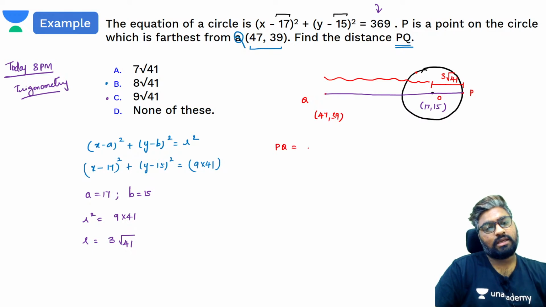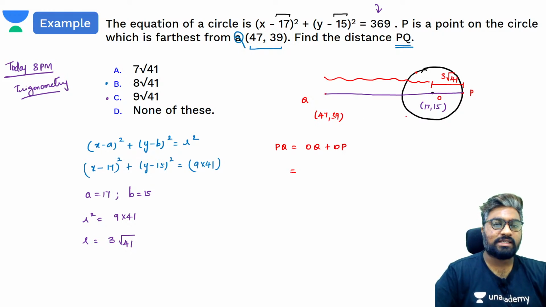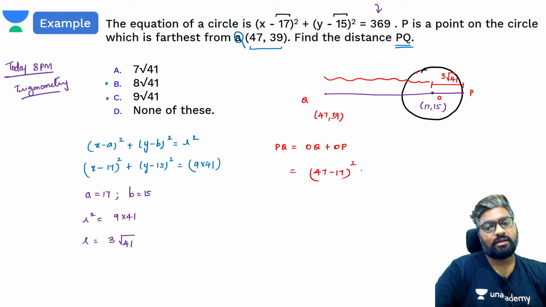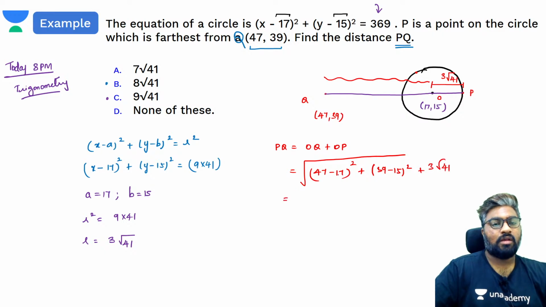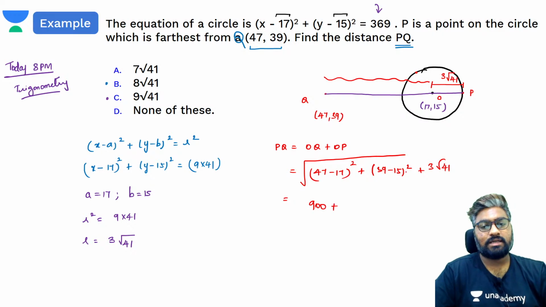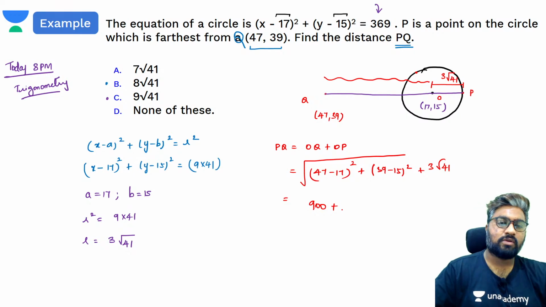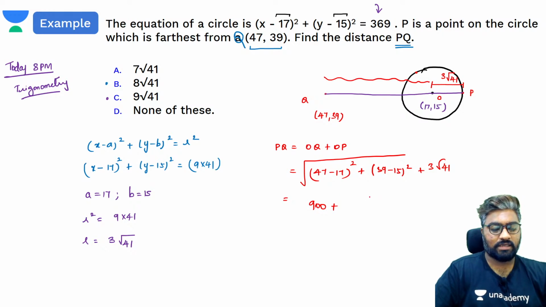So PQ is given as OQ plus the radius OP. OQ is nothing but the distance between (47, 39) and (17, 15). So let's quickly do this. 47 minus 17 square, distance formula, plus 39 minus 15 square, the whole root, plus OP, which is 3 root 41. 47 minus 17 is 30. 30 square is 900, plus 39 minus 15 is 24 square, which is 576, whole root, plus 3 root 41. Make sense, everyone? Yes or no?